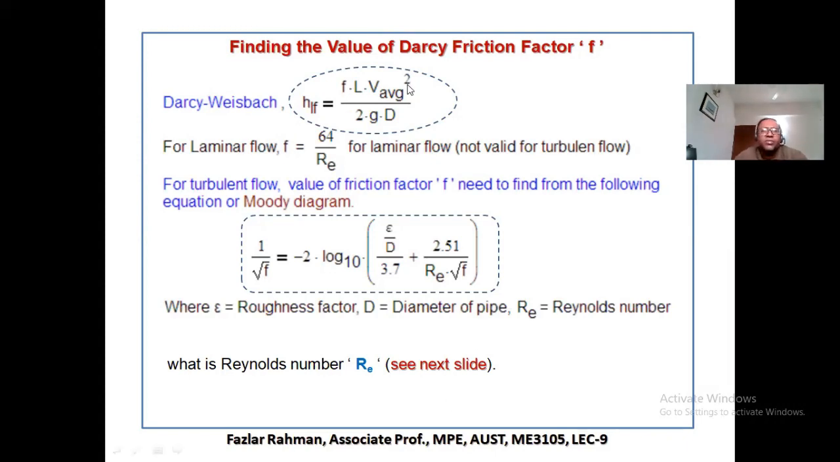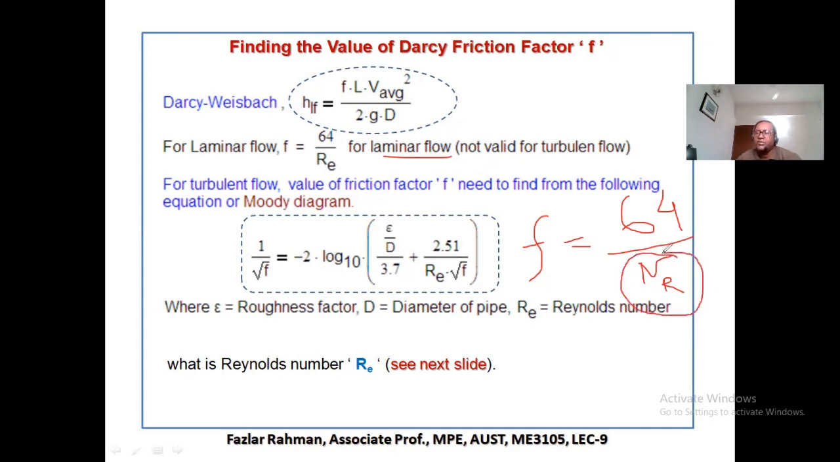Now he's saying that if flow is laminar, in that case the friction factor F will be 64 divided by Reynolds number, Re, or some books write RE. Okay. So you see, if you know flow is laminar, you can directly use this formula. So what do you need? You need to know how to figure out the Reynolds number.